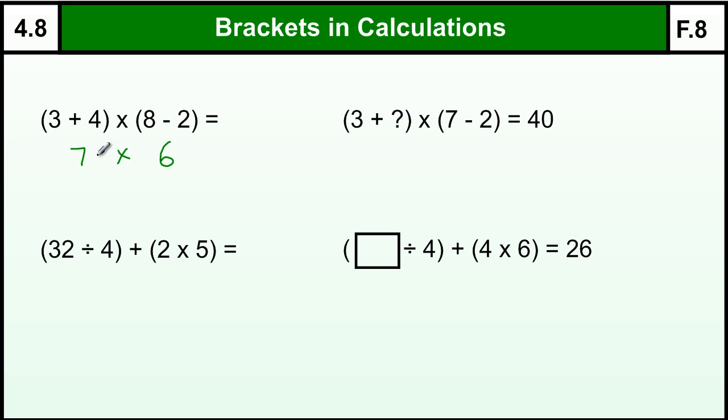So the 7 comes first because it's in the first bracket, and the 6 comes second, which is in the second bracket. With multiplication it doesn't actually matter, but when we're doing other things like dividing or subtracting, it will. Although I've got ones here that don't do that. Okay, on this second one, 32 divided by 4 is 8, and 2 times 5 is 10, and 8 plus 10 is 18.